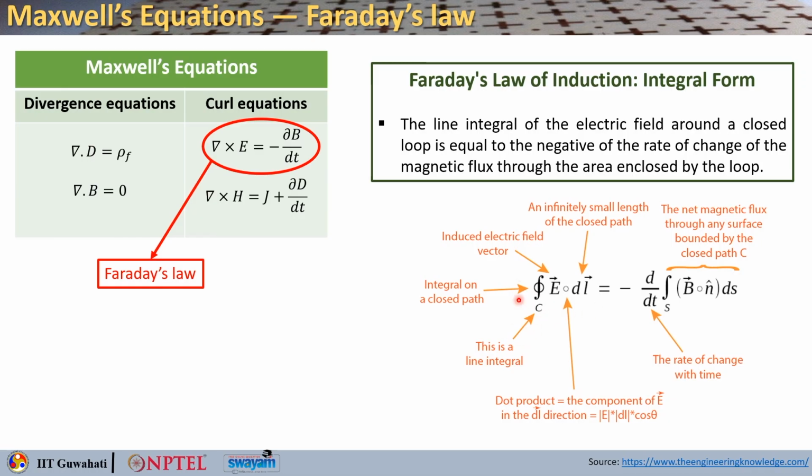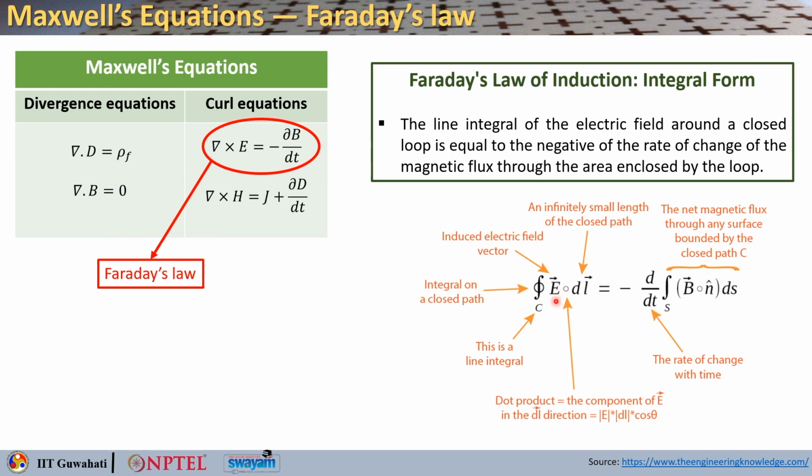And here you can see dl is telling you an infinitesimally small length of this closed path, and you are doing a dot product. E is a vector, dl is a vector, so the component there is a dot product. You are computing the modulus of E, modulus of dl, and then cos theta.